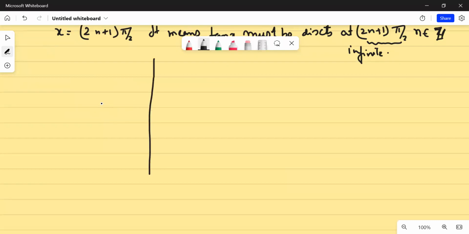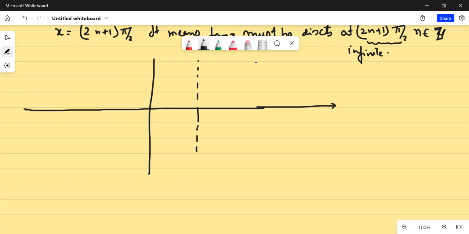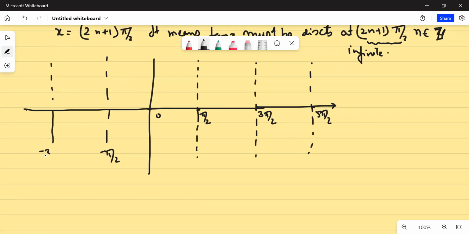So for example, I'm just drawing it right now, then we'll elaborate on it when we do the curve sketching. But right now, let's say at x equal to pi by 2, at x equal to 3 pi by 2, at x equal to 5 pi by 2, and so on. So this is your pi by 2. This is, let's say, 3 pi by 2. This is your 0. This is your minus pi by 2. This is your minus 3 pi by 2, and so on. So your tan x, as x tends to minus pi by 2, tends towards minus infinity. Then at 0, it becomes 0. And as x tends to pi by 2, it will become infinity.